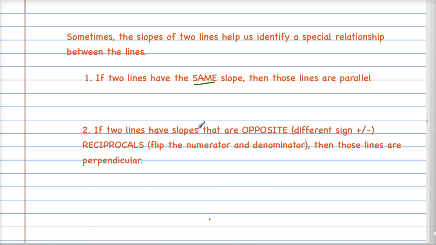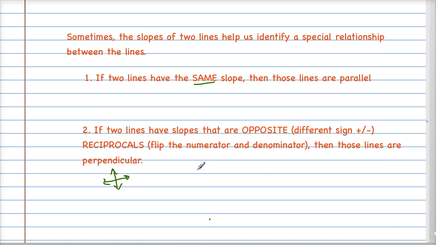Then, if we have 2 lines that have slopes that are opposite, which means they have different signs, where one's positive and one is negative, or one's negative, the other one's positive. If they are opposite reciprocals, which means we flip the numerator and denominator, then those lines are what we call perpendicular. Remember, perpendicular means they meet at a right angle, right? So they would look something like this.